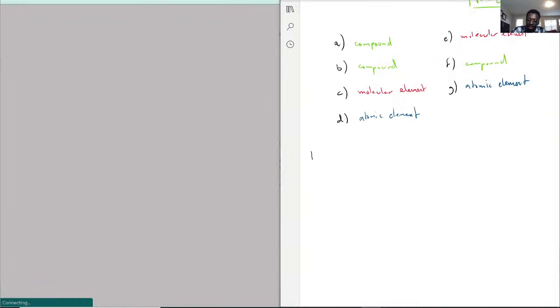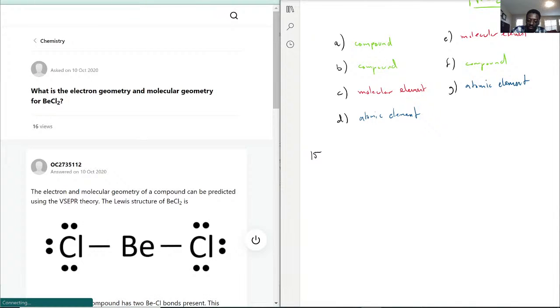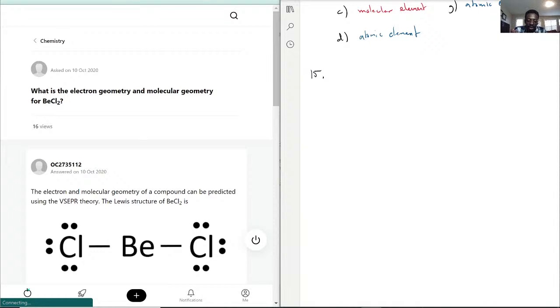Now let's move on to question 14, or is it 15 now? 15 now, it seems. What is the electron geometry and molecular geometry for BeCl2? So the first thing we want to do is write down the question: what is the electron geometry and molecular geometry of BeCl2. Okay, so as they said there, actually the first step after I write the question down is to draw this Lewis dot diagram and refer to our periodic table.